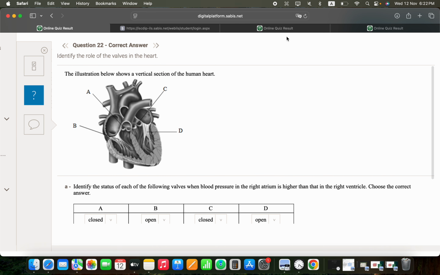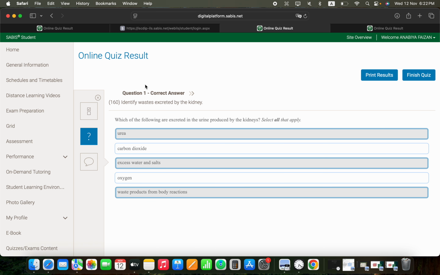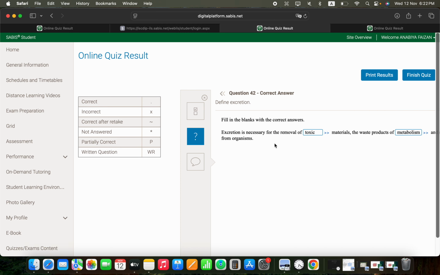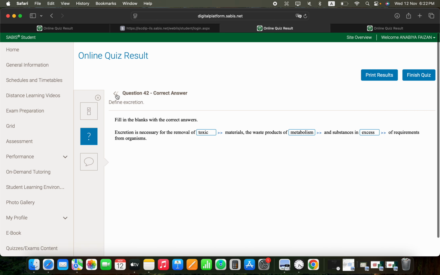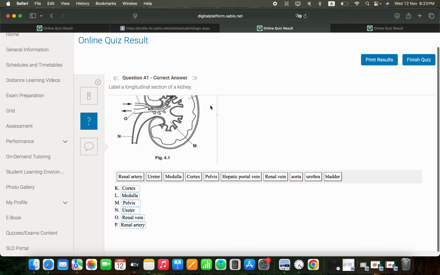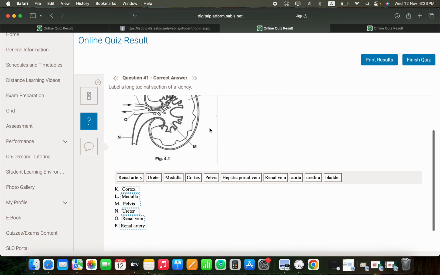This is very easy as well. Then we have the excretory system. This is also very easy. They'll definitely, maybe they'll ask this question. It's about excretion. It is necessary for the removal of toxic materials, the waste products of metabolism, and substances in excess of requirements from organisms. Just memorize that question. They'll probably ask it as a fill in the blanks, of course.